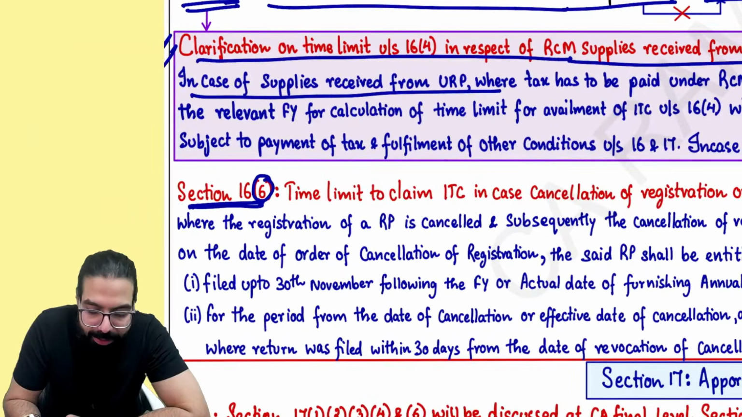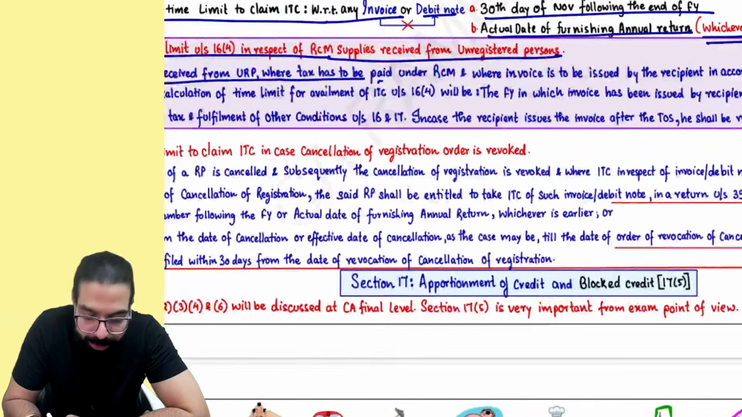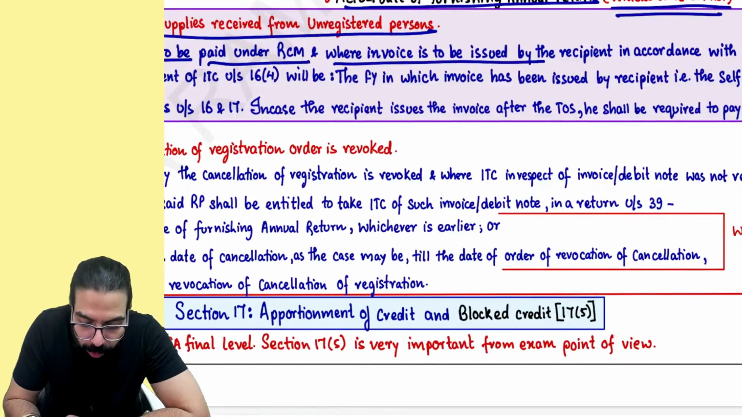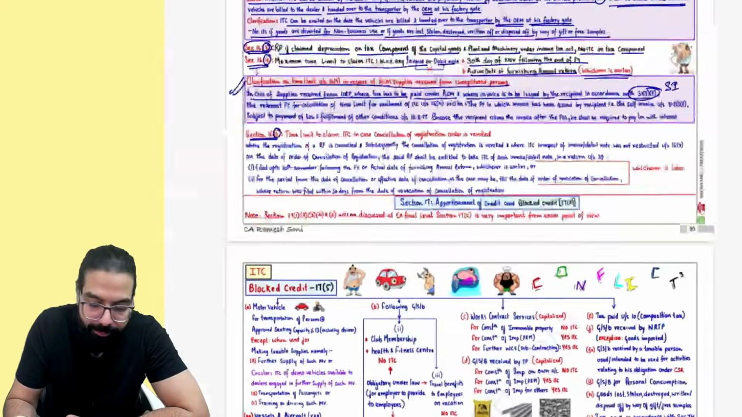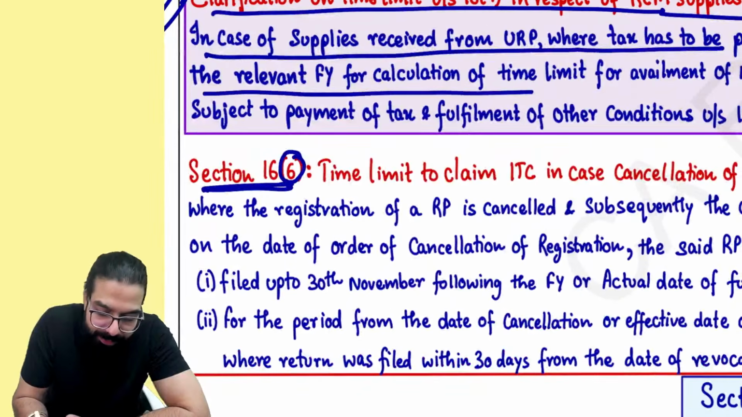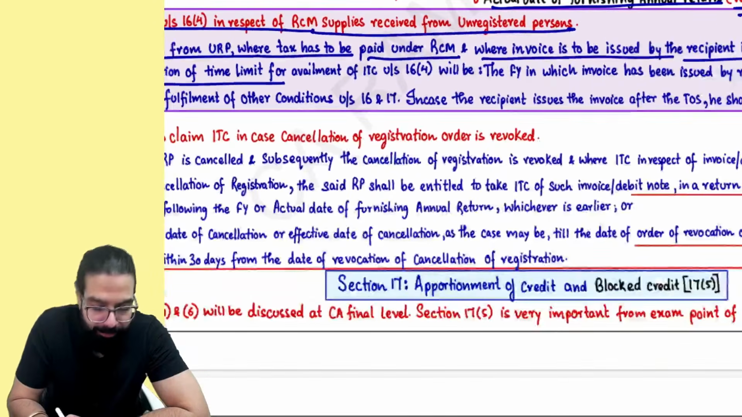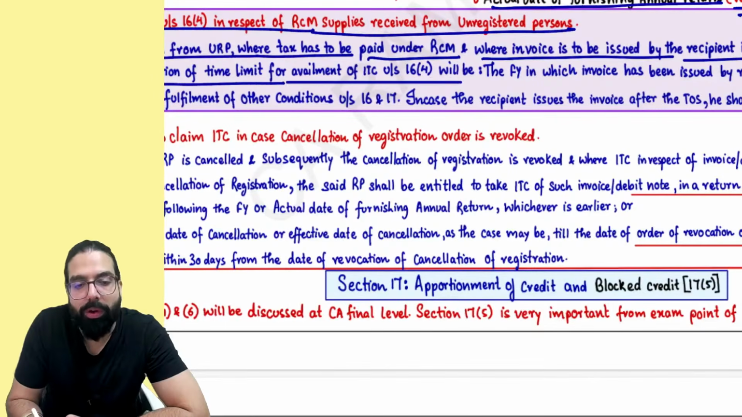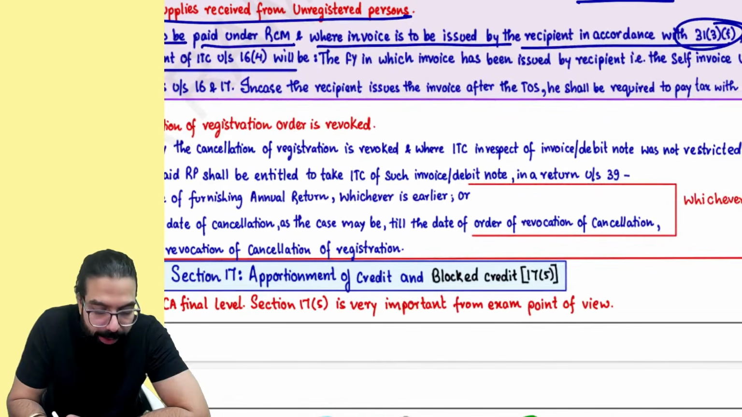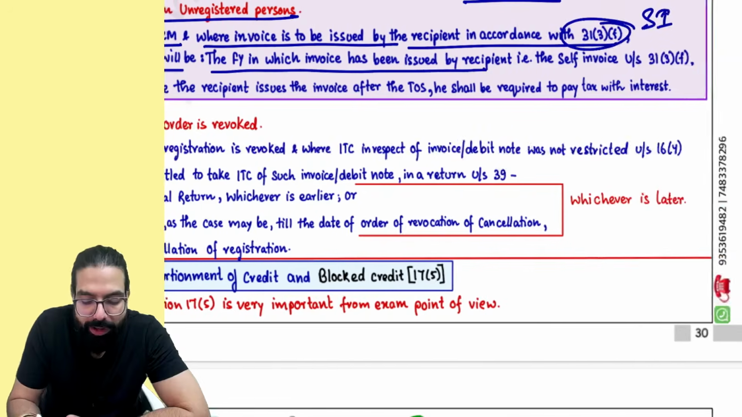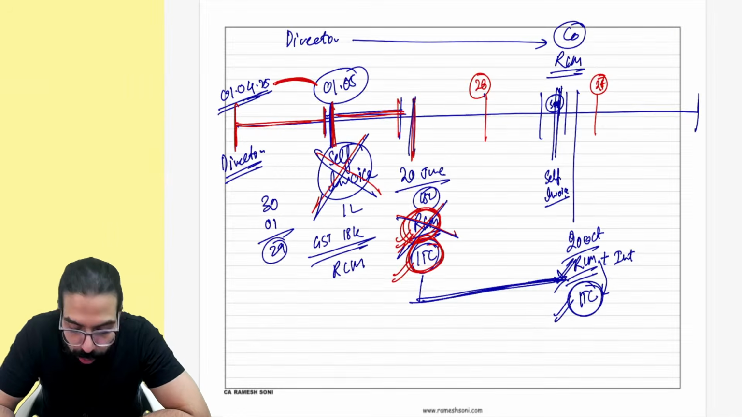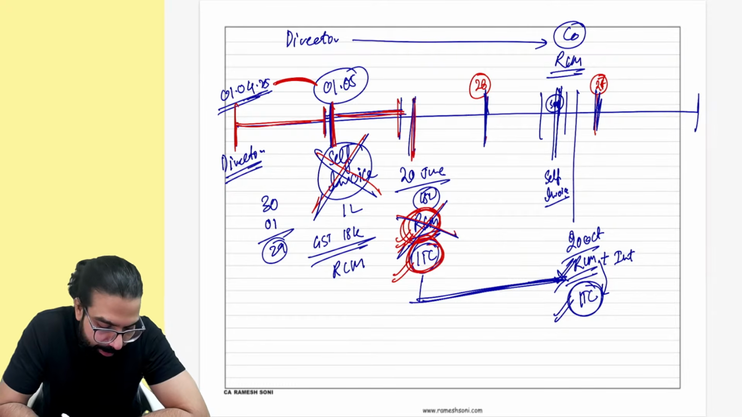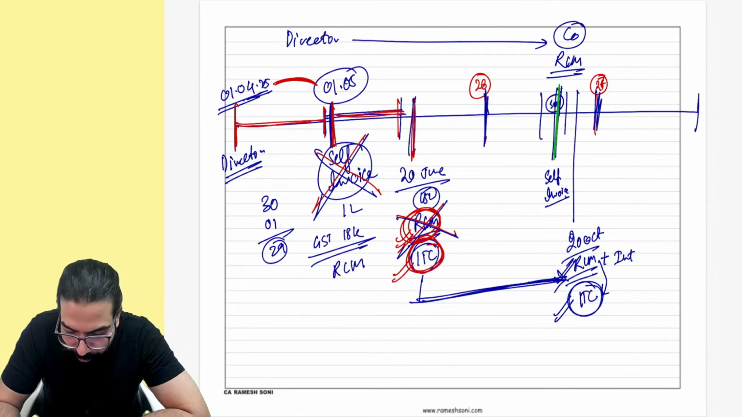In case of supplies under RCM, where the tax has to be paid under RCM and where the invoice is to be issued by the recipient in accordance with 31(3)(f) self-invoice, the relevant financial year for calculation of the time limit under section 16(4), that is the maximum time limit to take the credit, is the financial year in which the invoice is issued by the recipient. When did I issue the invoice? 2026-27. Yes, sir. You made the invoice in 2026-27.